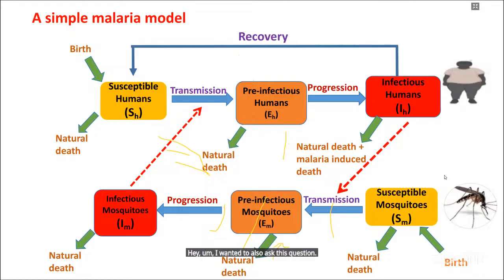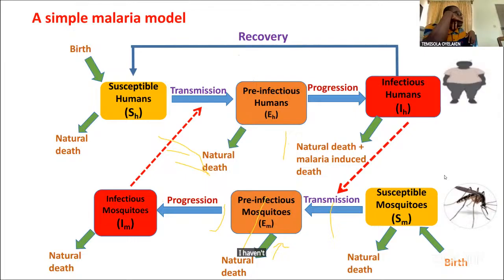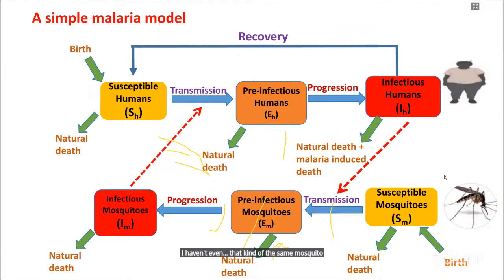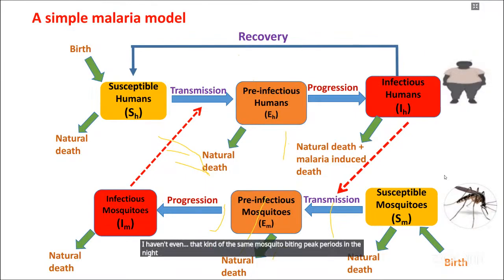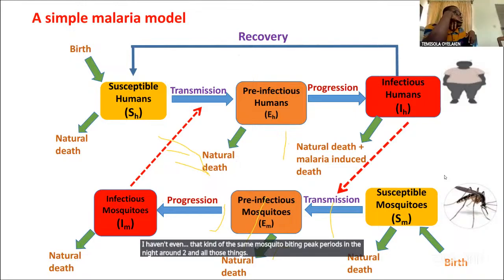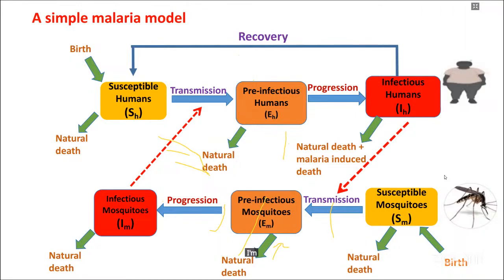You said it has two effects: the protective effect and the killing effect. It has the killing and also the barrier, a protection, thereby limiting the transmission. Now, let's leave the theory and put it on a layman basis. Even though I know the mosquito biting peak period is in the night, around 2 and all those things, even if I use that net, I'm not saying what to do with it.